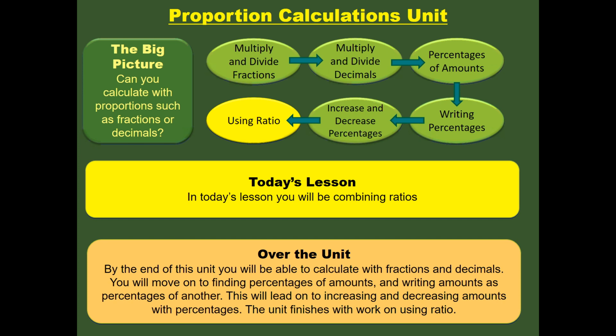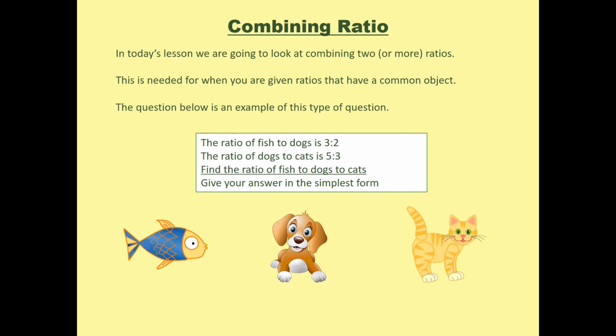So for today's lesson, we're going to be looking at combining ratios. So this is when we've got two, sometimes more ratios that have a common object. And the question that you can see there is an example of this type of question. So it says the ratio of fish to dogs is 3:2, and the ratio of dogs to cats is 5:3. The question asks you to find the ratio of fish to dogs to cats.